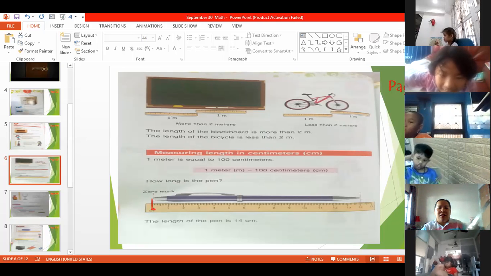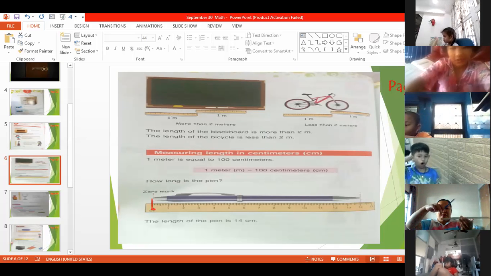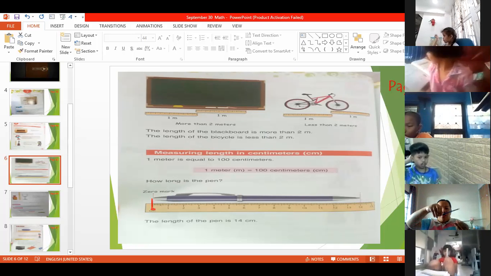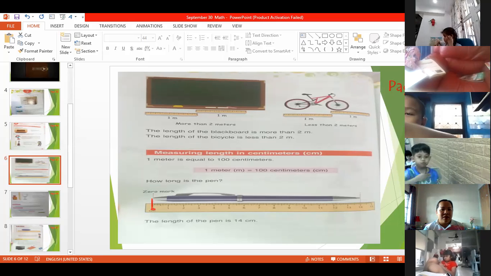Jeramet? Come on. Just use your ruler. Then put your pencil above, so that you can see how much it is. What is the length of your pencil? Come on. Teacher, 40. Okay.